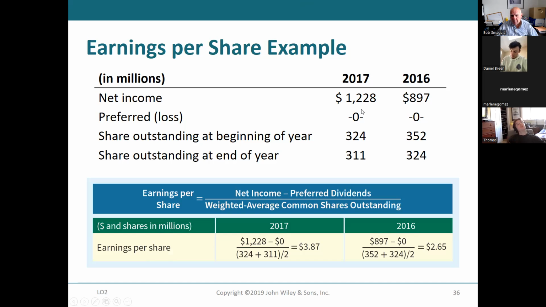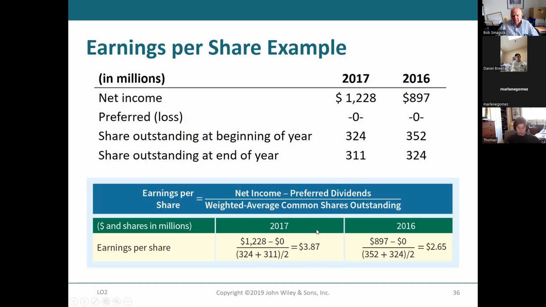We have net income of 1,228,000, and the outstanding shares at the beginning of the year were 324, and at the end were 311. So we must turn that into one number. So that'd be 324 plus 311, that's 635. So the difference is like $117 million shares, okay? Keep in mind, and this is easy to forget, that we have to reduce the net income for any preferred income, okay? So let's work with this now. We have 1,228,000 divided by the average of 324 and 311. We get $3.87 per share.